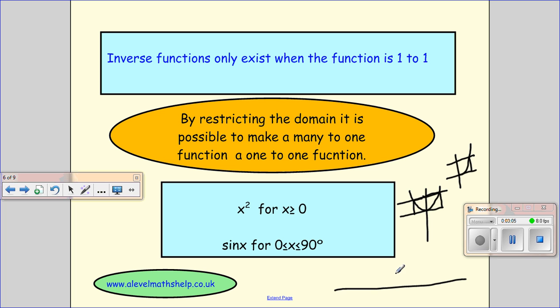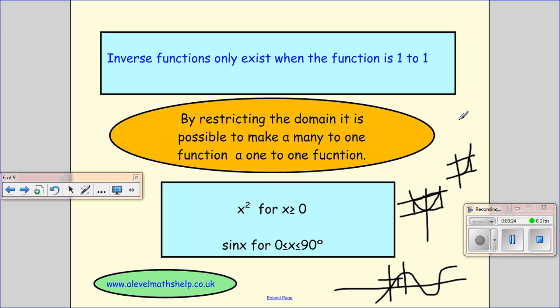And then for sine x, if you remember what sine x looks like, it's sort of like that. But if I restrict it to 90, I'm only taking this portion. And you can see in that portion, I only have one answer for every y value. We'll only have one x value.